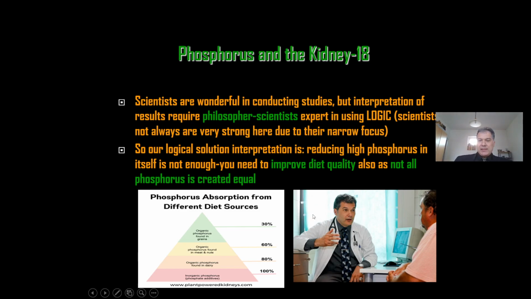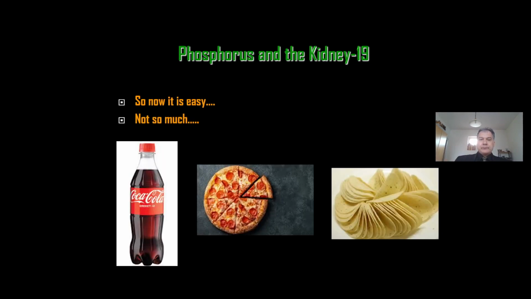Oh, by the way, this is a younger version of me, actually at the nephrology clinic. So now it becomes easy. You see, when you have soft drinks or pizza or chips, which contain a high amount of phosphorus, they also contain salt, glucose-fructose syrup, phosphoric additives, food additives. And therefore, they are just not going to be good for you.